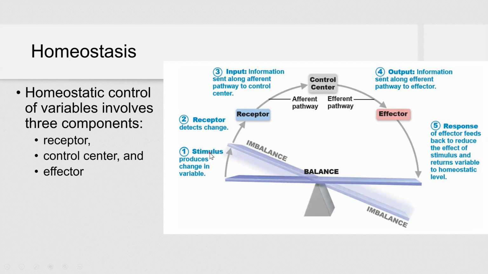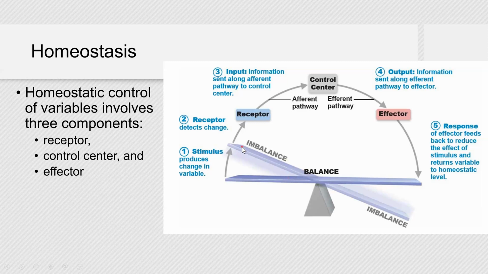So the stimulus can be hot temperature outside, or too much sugar in your blood, or your blood pressure goes up. That's a stimulus, and it produces change in the variables. Say the stimulus is external temperature, and it changes your internal body temperature. So the external temperature is a stimulus, it changes your core body temperature, and you are out of balance.